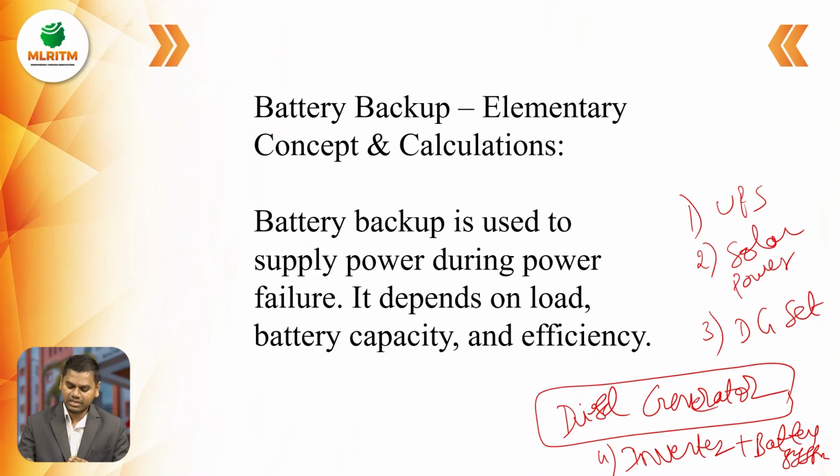So in that, first one: UPS, uninterrupted power supply. When the main supply fails, we take that UPS. The UPS is nothing but an inverter, the conversion of DC to AC. Here the solar panel converts sunlight energy into electrical energy. Next, DG set. Basically the DG set is used in schools, offices, hospitals, theaters, etc. So these are the battery backup ways.